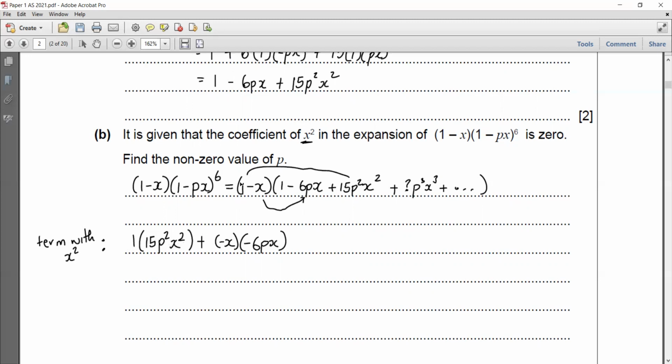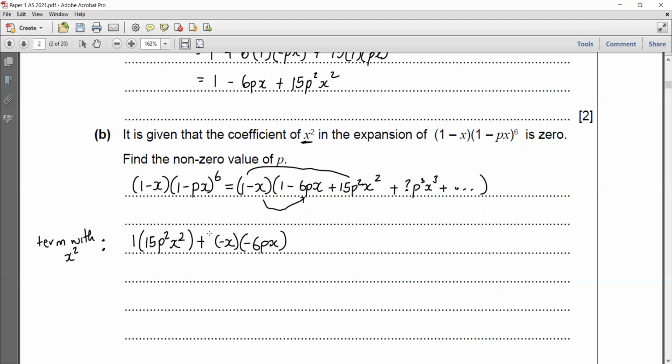You're grouping them. You look at terms in the first bracket and terms in the second bracket and ask, how can I group them in order to come up with a term that has x squared? So if I multiply the 1 with 15p squared x squared, I will end up with an x squared, and then the minus x and the minus 6px will give me a term that has x squared. Then when I combine these two together, I will be able to work out what the coefficient of the x squared term is.